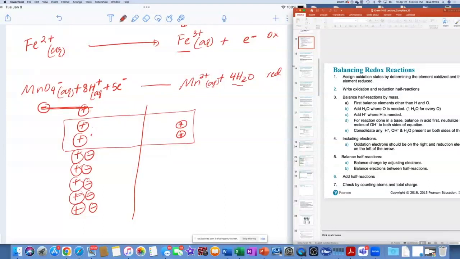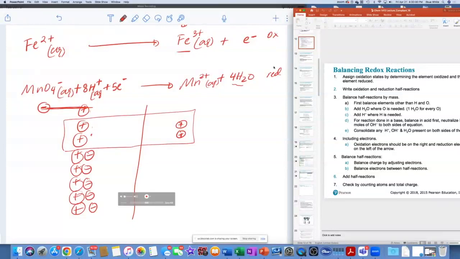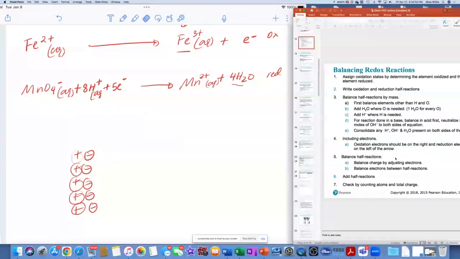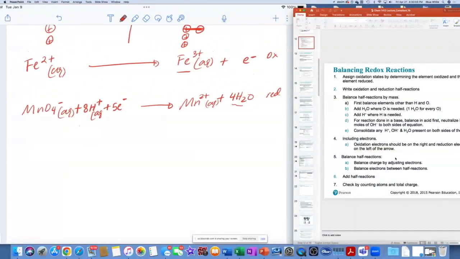By doing this right now, my charges are balanced, and then, of course, my atoms are balanced, right? And then the next thing says here, balance half reactions by adjusting electrons. Okay, so we're going to be doing that. This is a means to an end. Adjust electrons of the half reaction. So I'm going to do that right here. I want this to match this. So multiply this whole reaction here by 5.